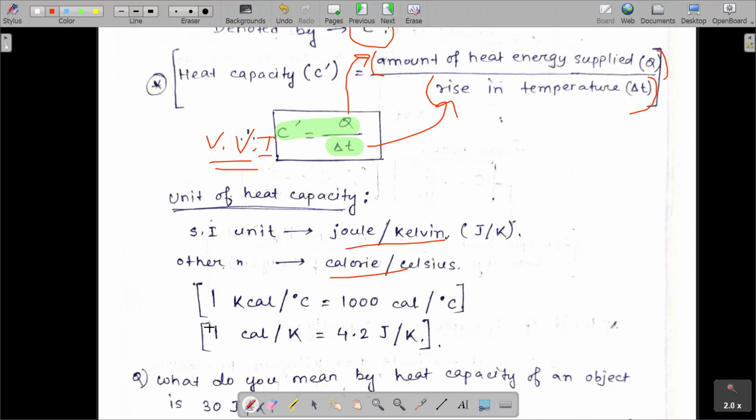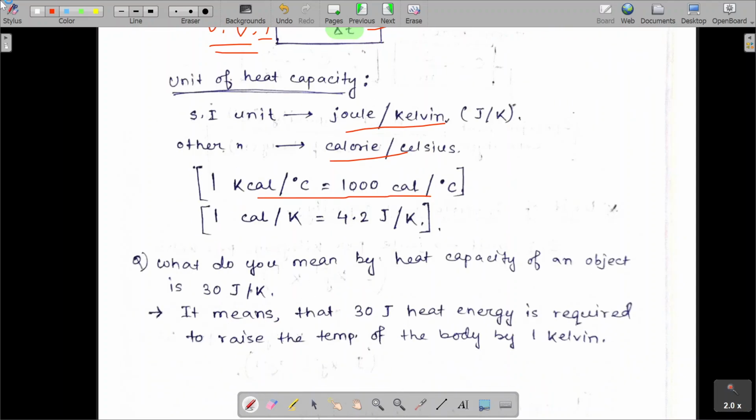The other unit is calorie per Celsius. 1 kilocalorie per degree Celsius is equal to 1000 calorie per degree Celsius, so 1 kilocalorie is equal to 1000 calorie. 1 calorie per Kelvin equals 4.2 joule per Kelvin because 1 calorie equals 4.2 joule.